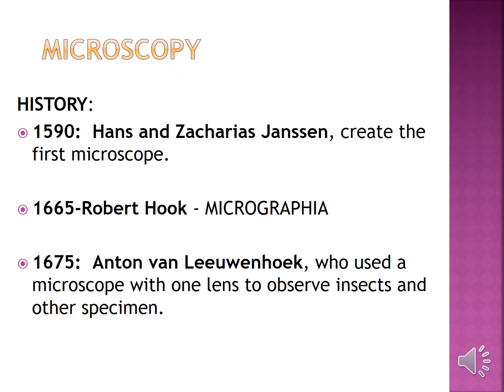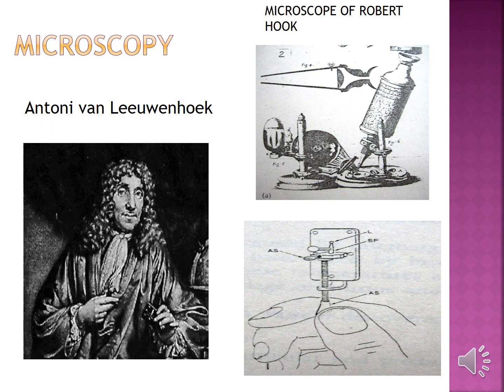In 1590, Hans and Zacharias Janssen created the first microscope. In 1665, Robert Hooke coined the term micrographia. In 1675, Antony van Leeuwenhoek used a microscope with one lens to observe insects and other species. This is the curly-haired Antony van Leeuwenhoek, and this is the microscope which he made.